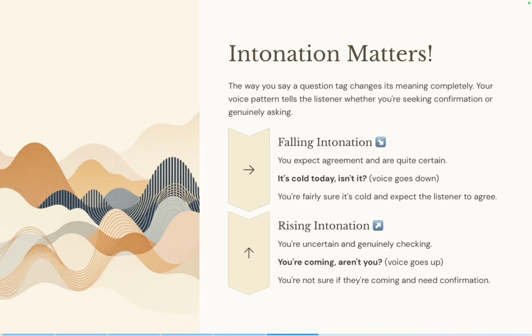Also, we have the rising intonation. You are uncertain and genuinely checking. For example, you are coming, aren't you? The voice goes up. You're not sure if they are coming and need confirmation.